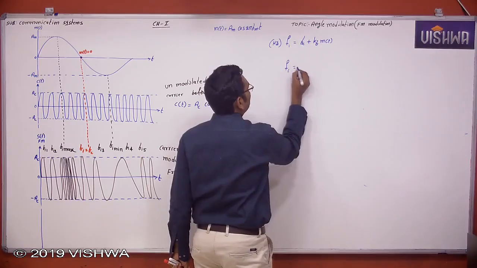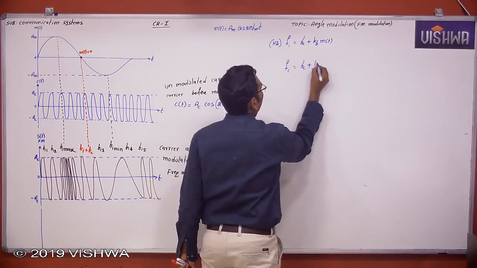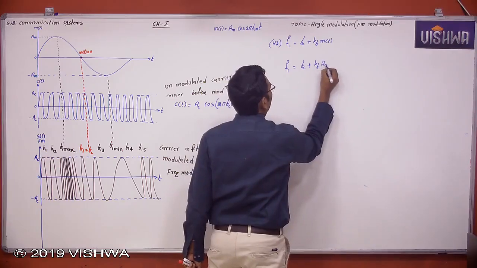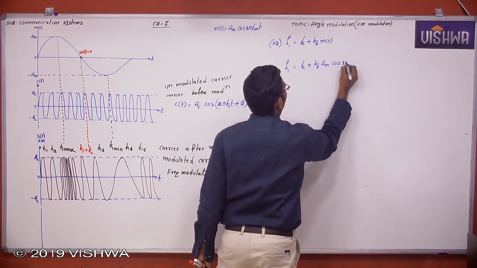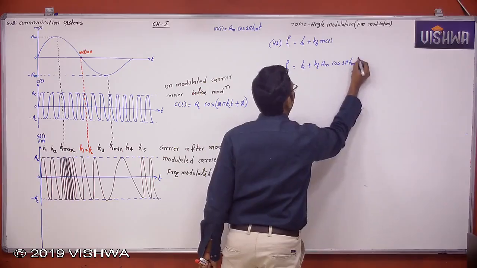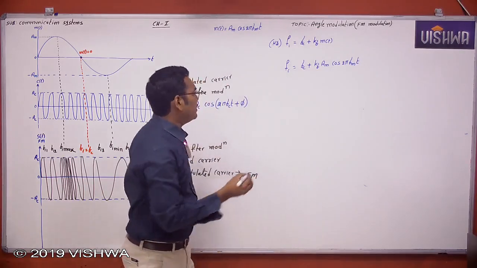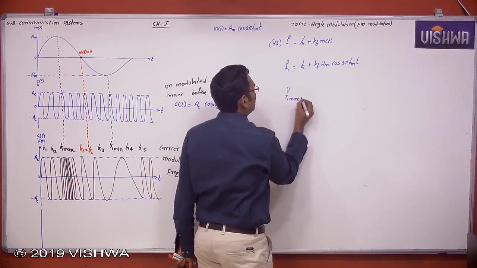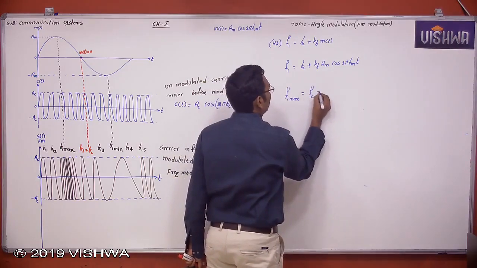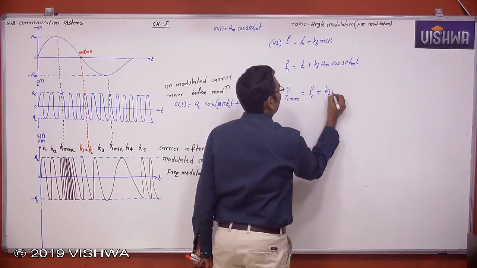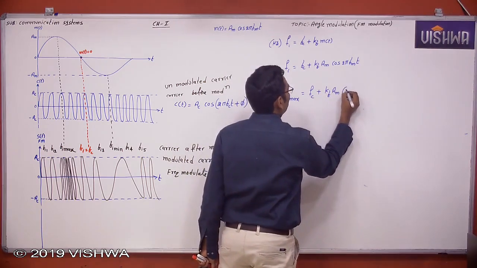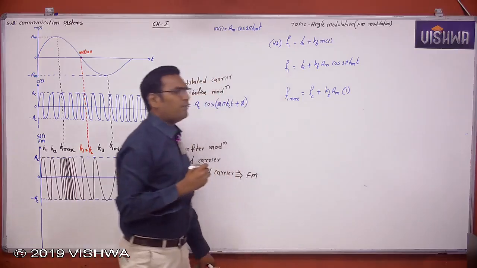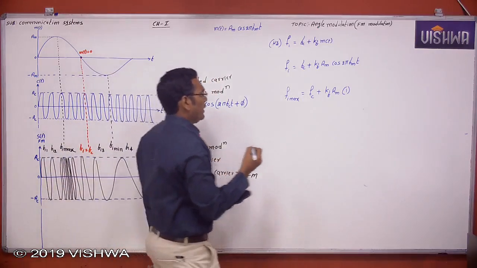Fi, which is equal to Fc plus Kf into m of t, where m of t is Am cos 2 pi fm t. Now, what is Fi maximum? Fi maximum is equal to Fc plus Kf into Am, since the maximum value of cos 2 pi fm t is 1.